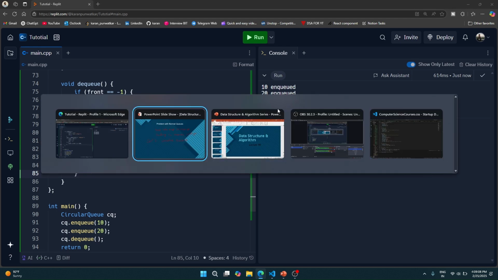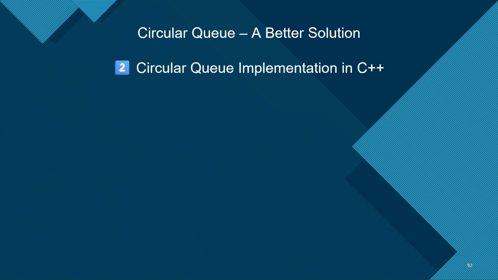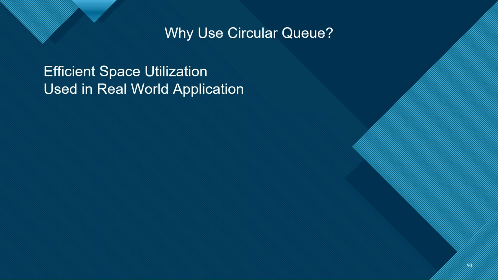Okay, so the question is why we use the circular queue. We already took this example as well. So let's go. First one is efficient space utilization, and the second one is use in real world applications. Basically, no unused space. That is, if you require something like 20 MB, it takes only 20 MB and not more than that, unlike a normal queue which takes all the memory that you have.